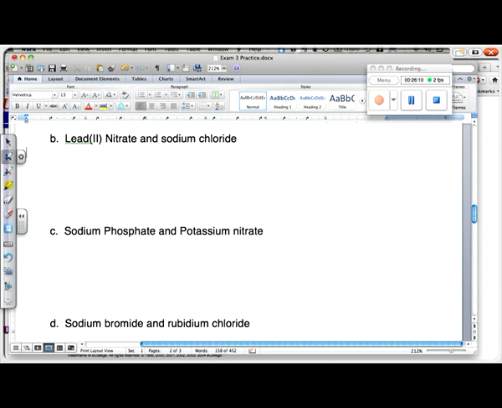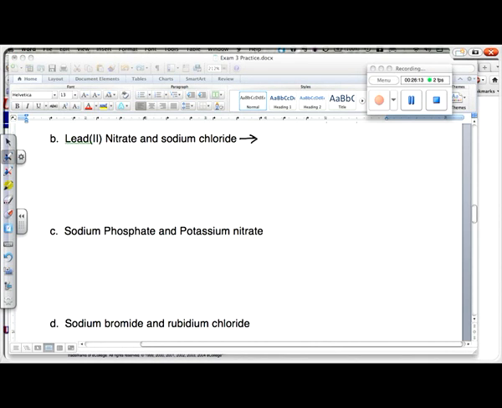Lead 2 nitrate and sodium chloride, lead chloride and sodium nitrate. Sodium nitrate is soluble, but lead is an exception for the chlorides, and that is my precipitate. And it's still lead 2 because charges don't change in double replacement.